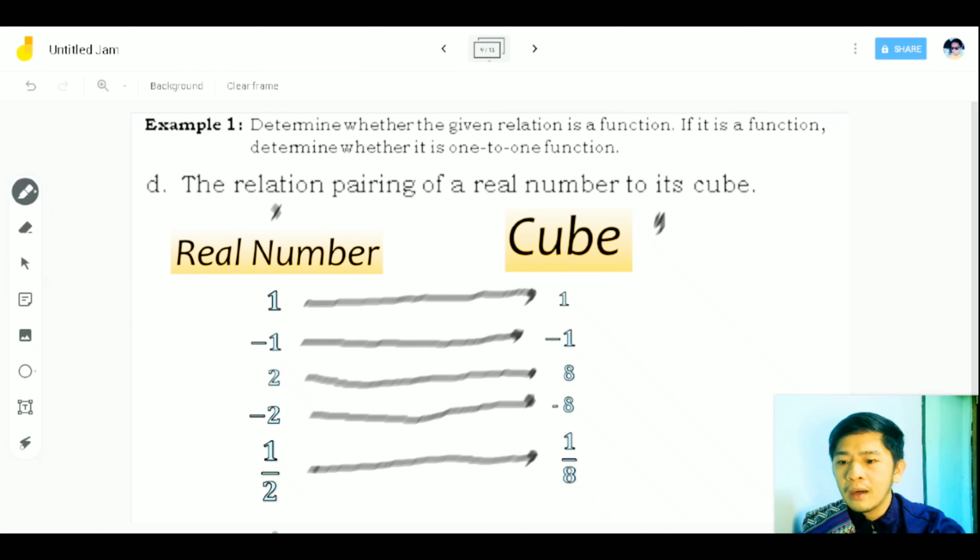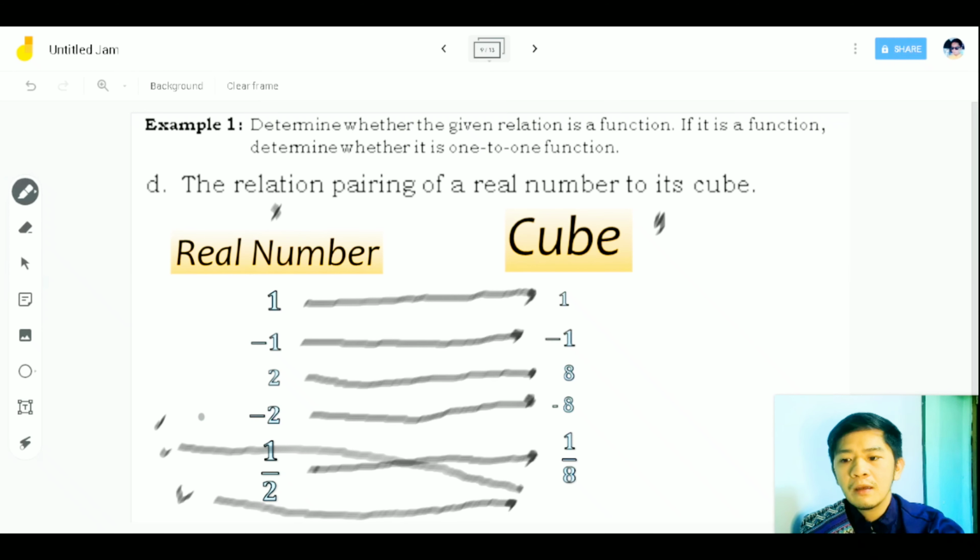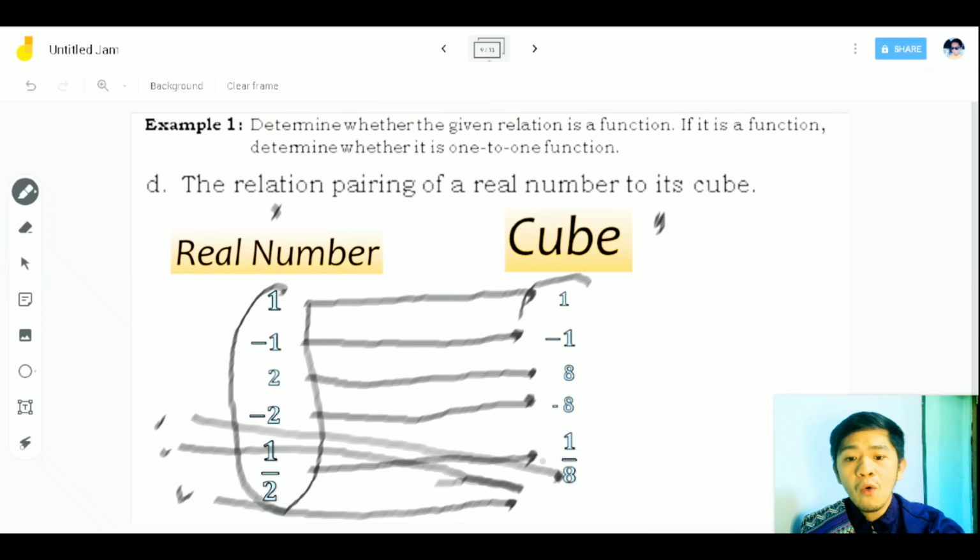So, kahit anong real number na ilagay mo rito, magkakaroon siya ng tigisa or iba't ibang value ng kanyang cube. So, kung mapapansin nyo, for every x value, there's only one y value. The relation pairing of a real number to its cube represents a one-to-one function. So, again, this is a one-to-one function.